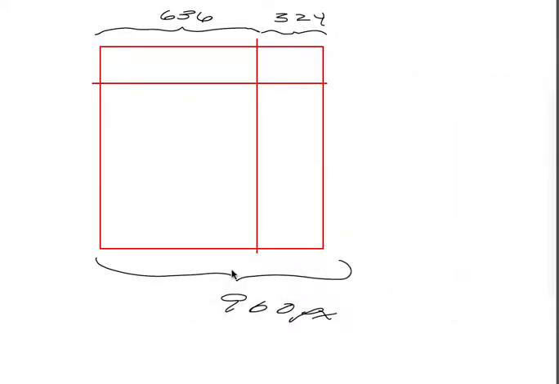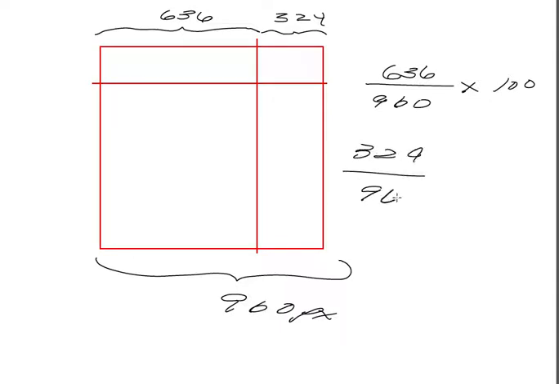And if I'm in percentage world, that means that 960 is equal to 100% of the layout. So if I am in here trying to figure out what the percentage of the layout each one of these columns takes up, this one becomes 636 divided by 960 times 100. And this one, the sidebar, 324 divided by 960 times 100. So this is why it's super important to first understand what your overall width is, because that's always going to be your denominator. So if you don't know this number, you can't figure out the percentages.